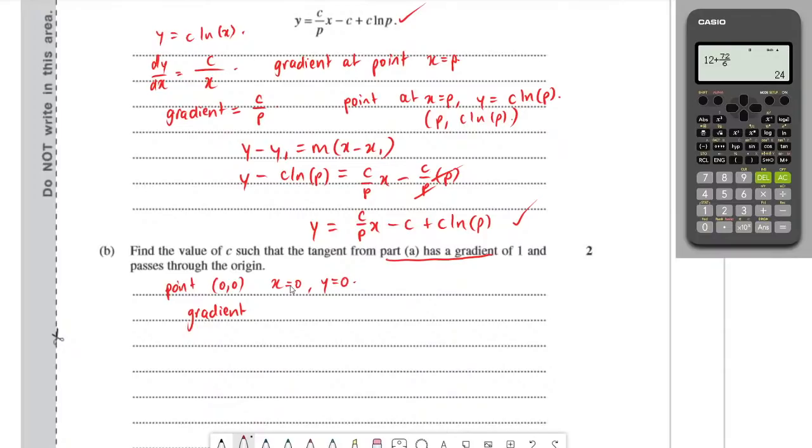So we need to work out what a p-value is. I think it's going to be E, just from thinking about this, using a little bit of logic.